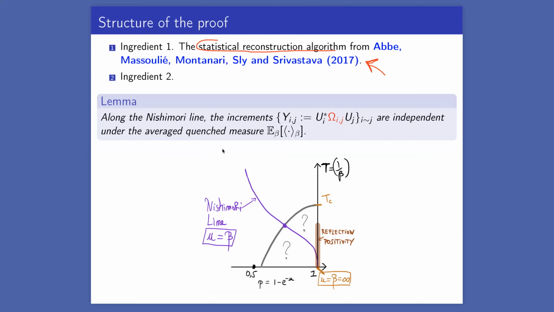And the second ingredient will be to use the specificity of this Nishimori line, because the result above can be stated without a special line. And we will see that along this line, we have certain exact independence results. In particular, the increments under the average sequence measure will be exactly independent. So thanks to this lemma, we will be able to use the statistical reconstruction algorithm and extract the long-range order.